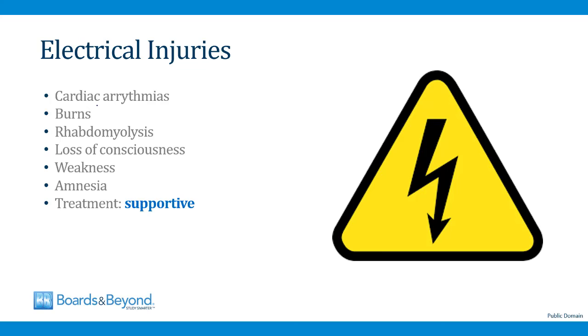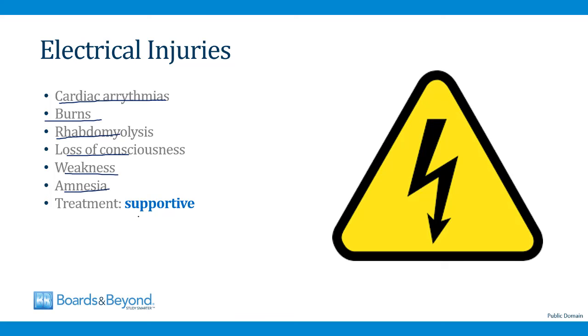So electrical injuries can cause the heart to go into dangerous arrhythmias like ventricular tachycardia, and that's one of the ways that you can die from an electrical injury. The heat from the electricity can cause burns, and electricity can also damage muscles, causing rhabdomyolysis. And when electrical injuries affect the brain, that can lead to loss of consciousness and weakness and amnesia.